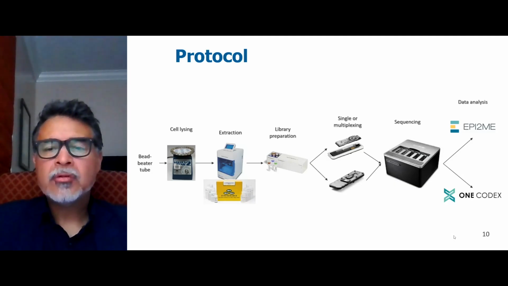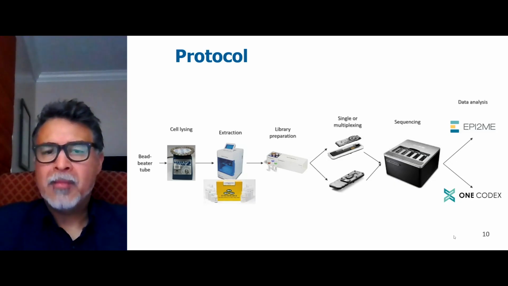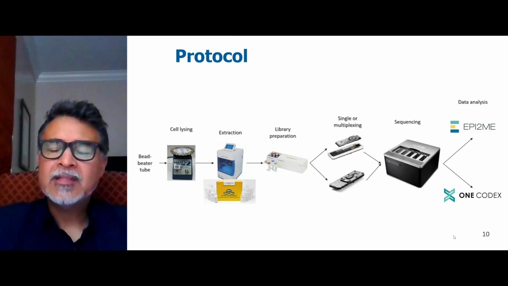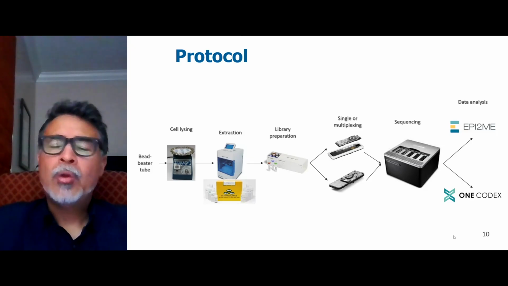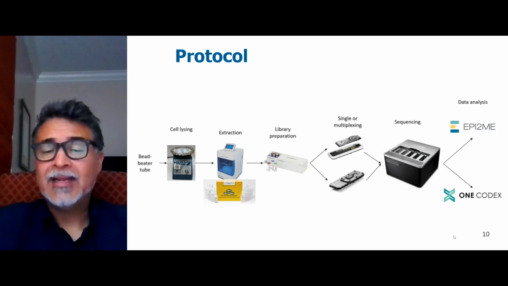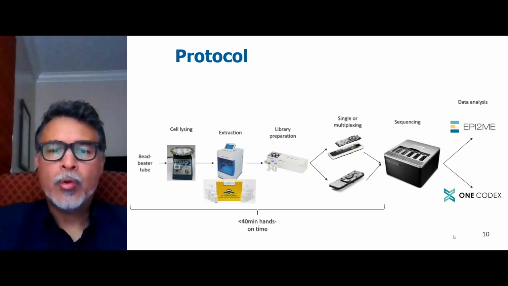For library preparation, we use multiple options. It could be the rapid or the native barcoding. We use the flow cells depending on the amount of organism. It can be the Flongle or the MinION, sequencing in the GridION, and we use EPI2ME as the main database. When we don't have organisms identified in the database, we use One Codex.